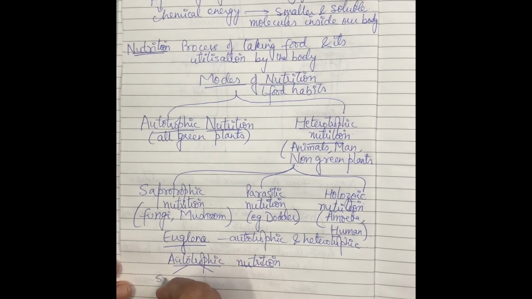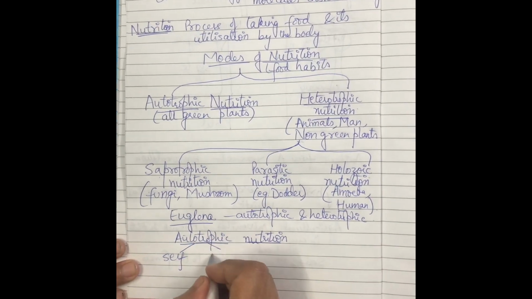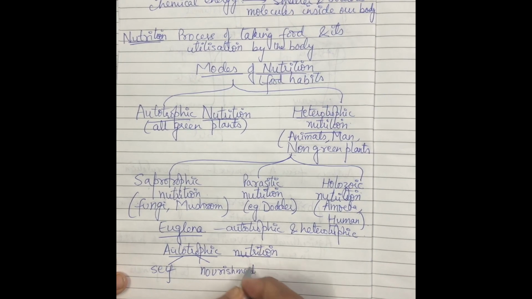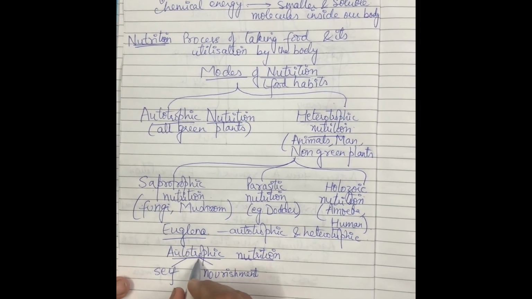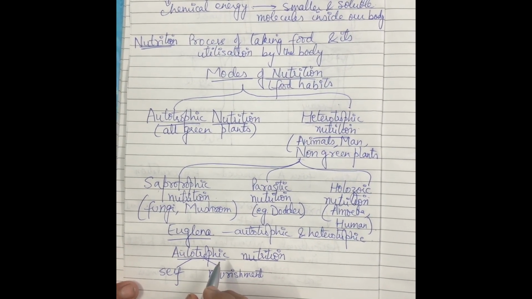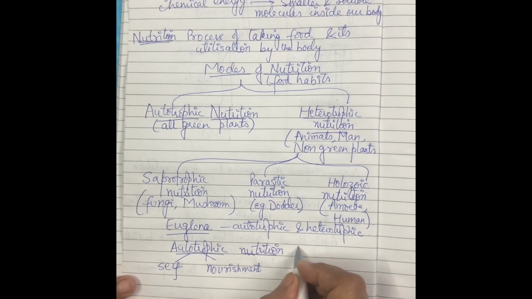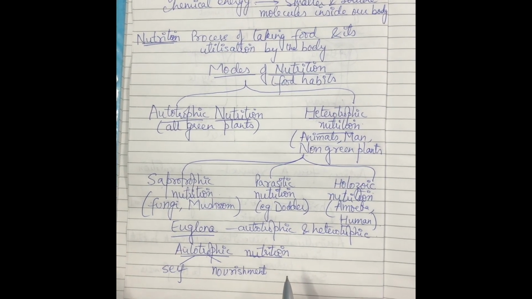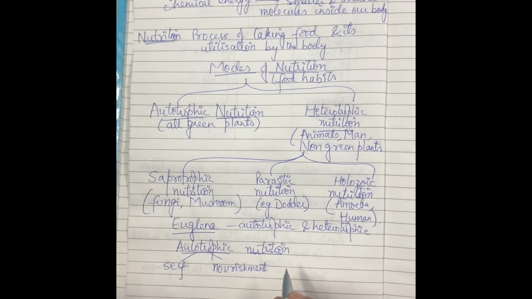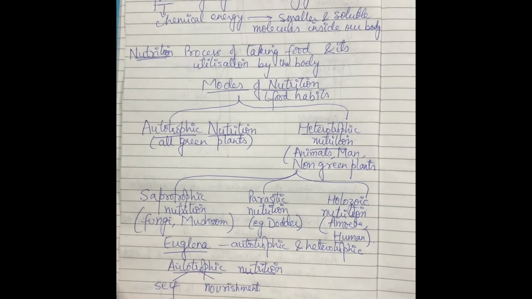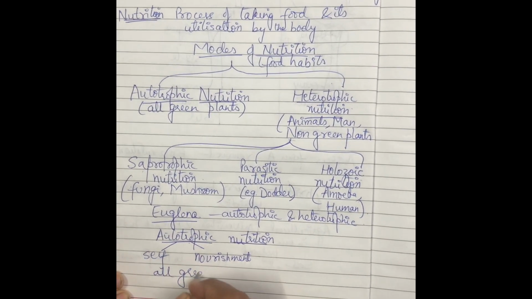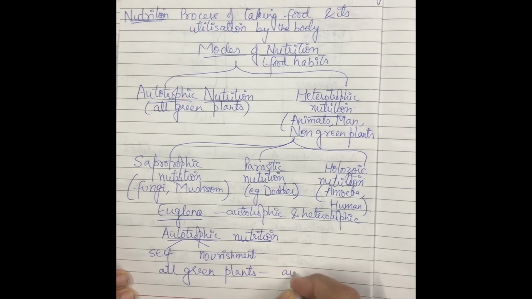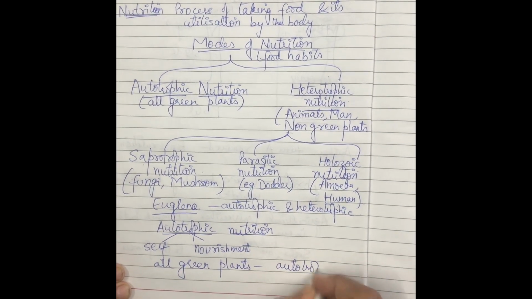Auto means self and trophs means nourishment. That means the mode of nutrition in which the organism makes its food itself from simple inorganic substances. That type of nutrition is known as autotrophic nutrition. As I told earlier, all green plants are preparing their own food. So all green plants which are showing the autotrophic nutrition are known as autotrophs.